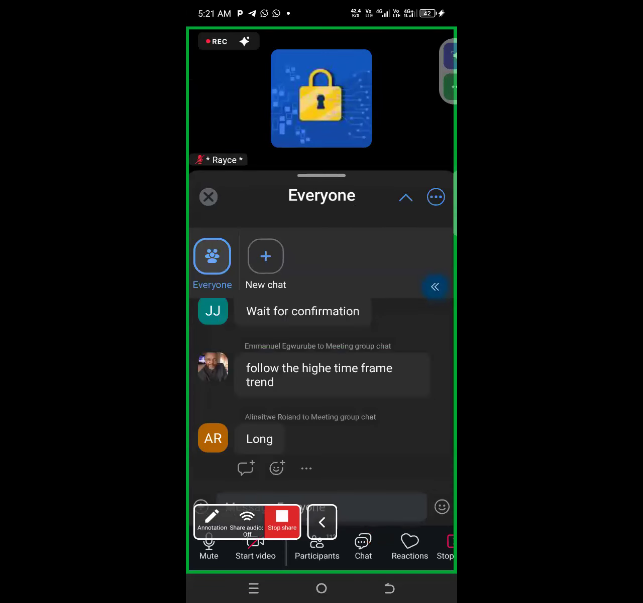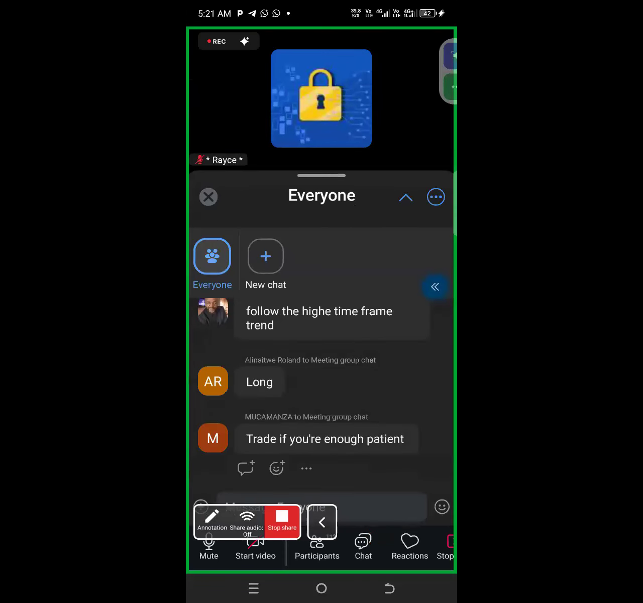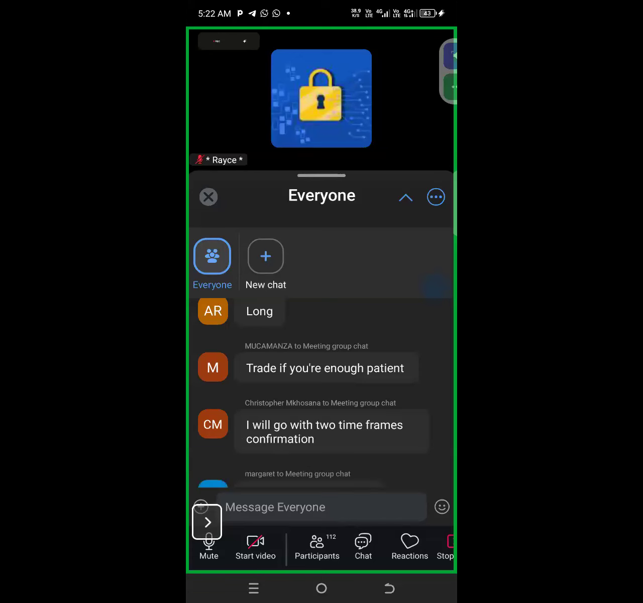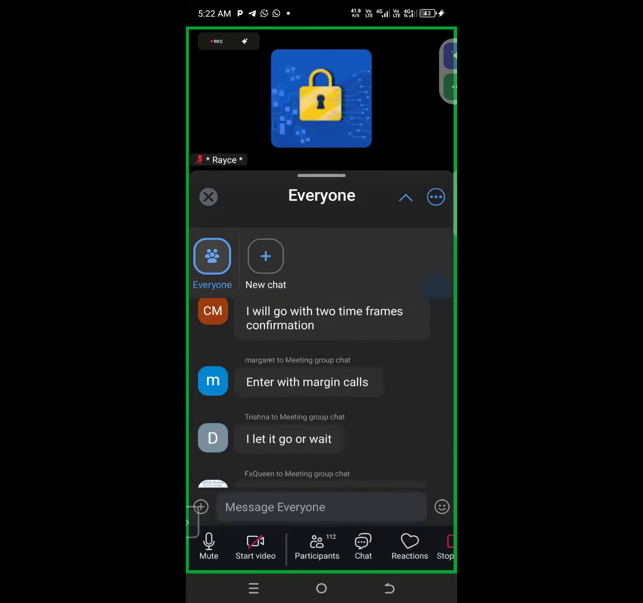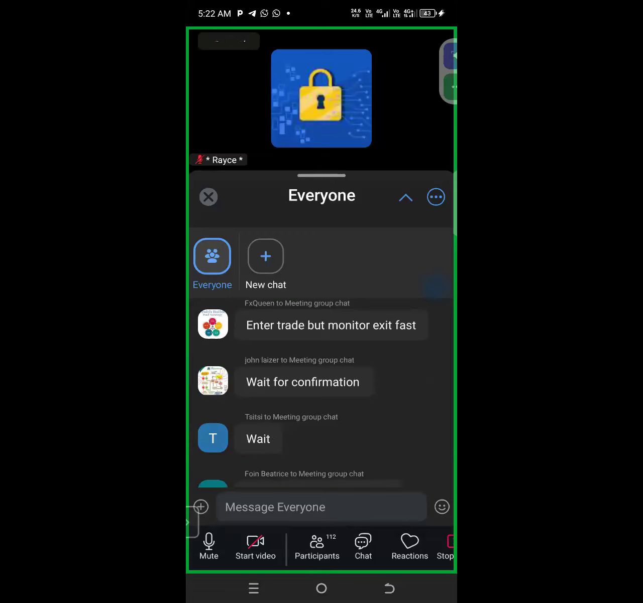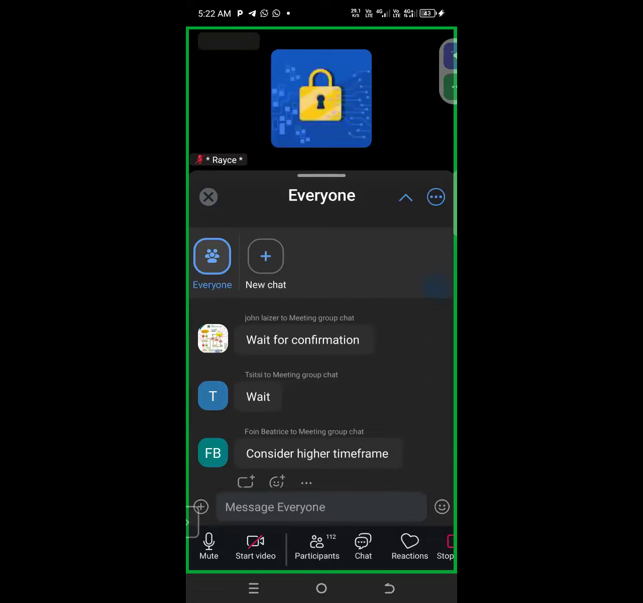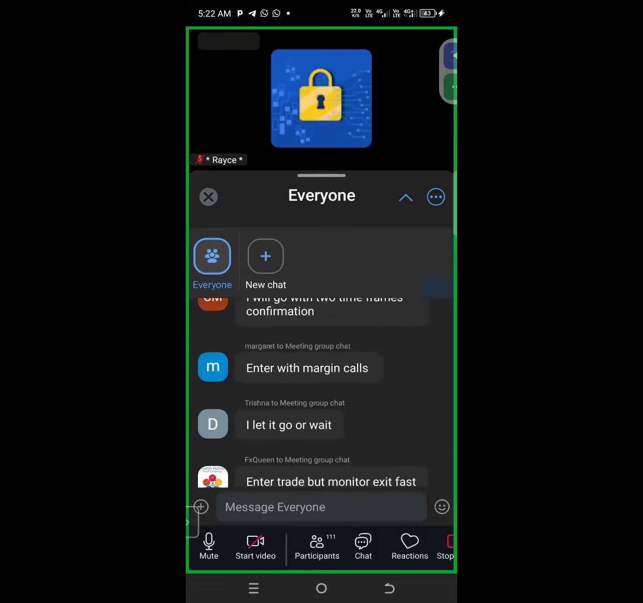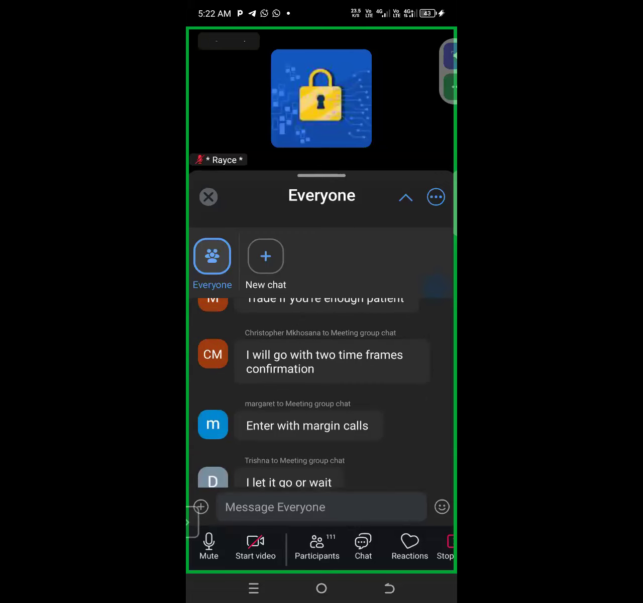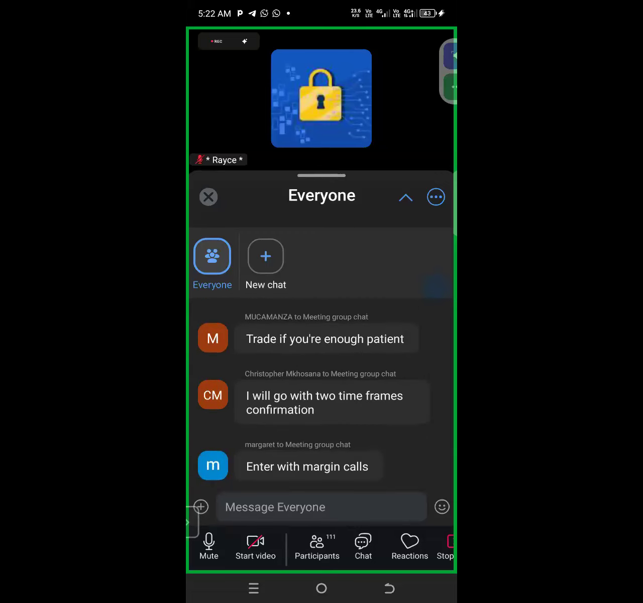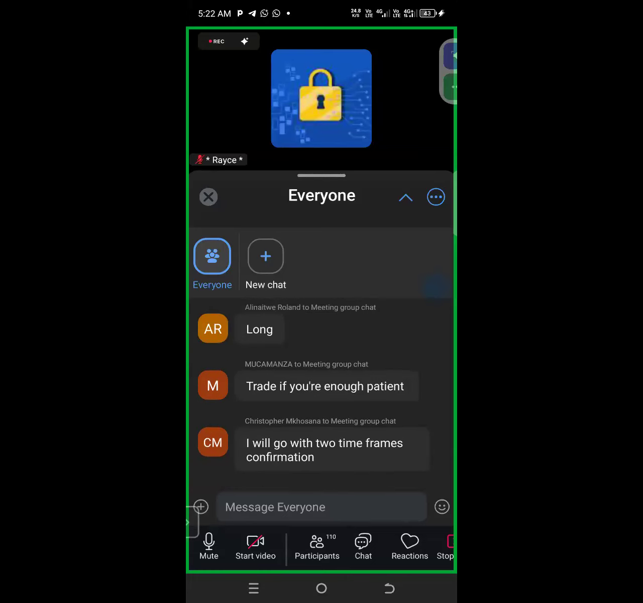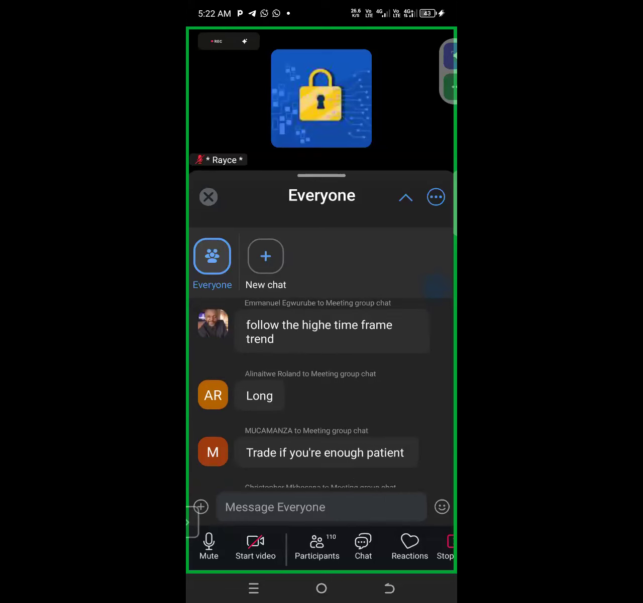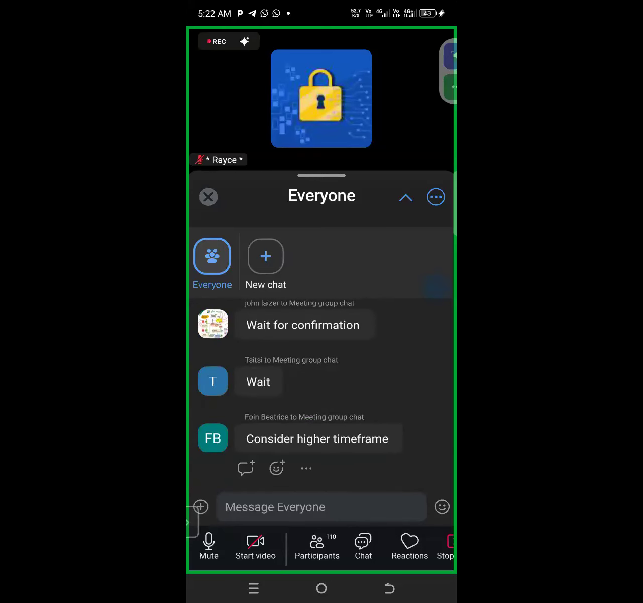Okay. Someone saying long, follow the high time frame. Trade if you are patient enough. Okay, enter the trade, but monitor the exit fast. Wait for confirmation. Consider the higher time frame. Okay, wow, I have a lot of traders here. Enter with margin calls. I'll go with two time frames confirmation. Trade if you have enough patience. Okay, that is awesome. Consider the higher time frame.